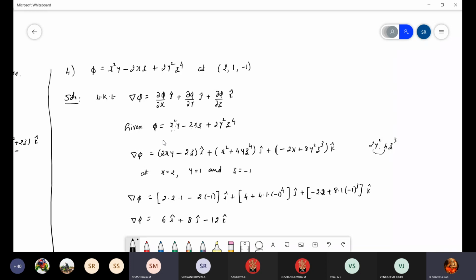Okay, so check your answers. So 2 twos are 4 and this is minus minus become plus, so 4 plus 2 is 6, correct? And here because minus 1 power 4 is plus only, 4 plus 4 is 8, this is also correct. Second, third one, both it is negative, this is also minus and minus 1 whole cube also minus, this is minus 4 minus 8 is minus 12. So this is the answer.